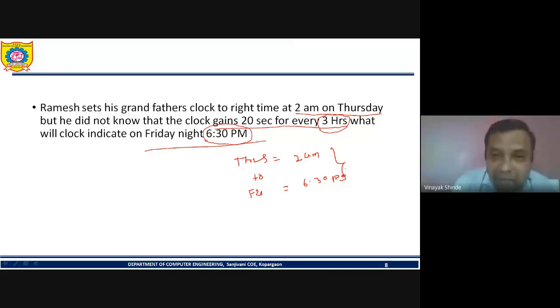For every 3 hours 20 seconds is the gain, so you can divide it by 3 hours and then multiply it by 20 seconds. That much of seconds you can add to 6:30 p.m. That is what the gain is. Gain means obviously time will increase. There will be time from 6:30 onwards.